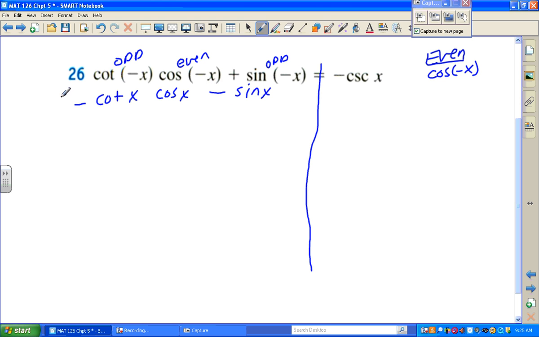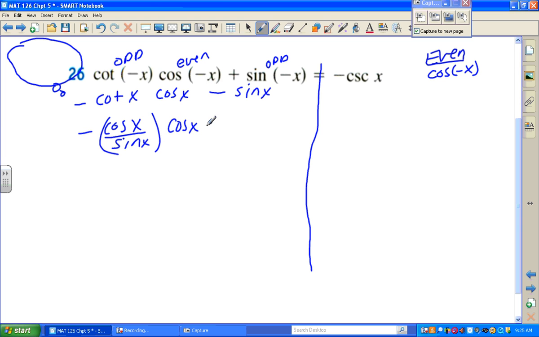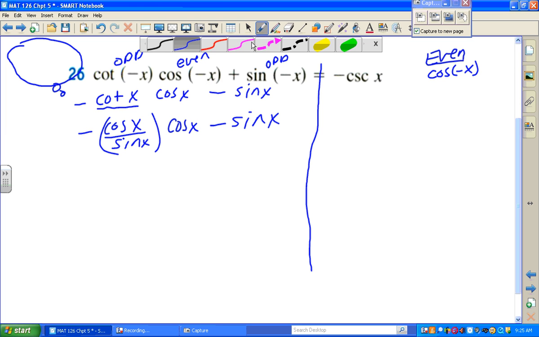One of the strategies was, if you weren't sure what to do, change everything to sines and cosines. How do you change cotangent? Yeah, cosine over sine. So the cosine minus sine. Do the negative outside of parentheses. Well, sure, I just changed cotangent. I didn't put the negative in. I just changed that. Oh, now it's some algebra.